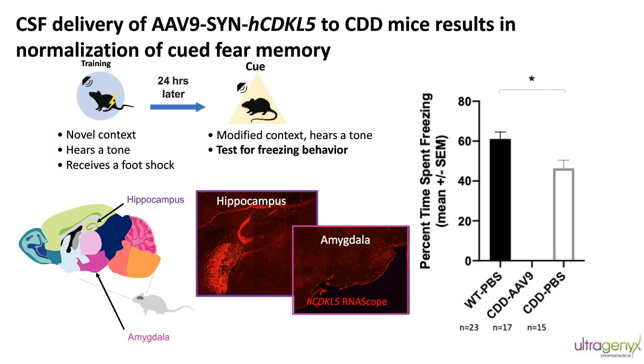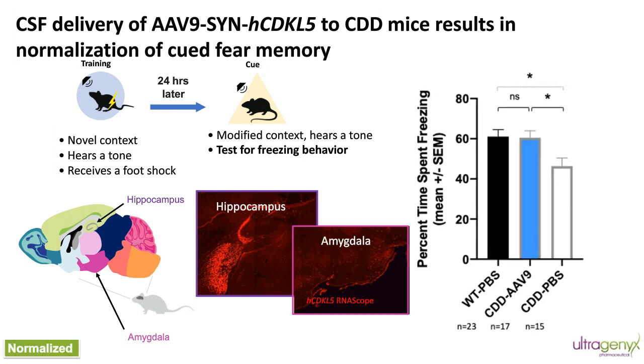If these mice are able to remember that, if they have that ability to recall what they learned the prior day, they freeze. And that's what we do, we quantified the percentage of time that they spent freezing. So wild-type mice, when they hear this cue, they remember it and they freeze for about 60% of the time that they're in this box. CDD mice that are treated with PBS aren't able to perform as well. They're not as able to remember that this tone is associated with a foot shock. However, when we tested CDD mice that were treated with our virus, what we saw is they performed identically to that of wild-type mice. Their memory was performing much better than that of CDD mice that were treated with PBS.